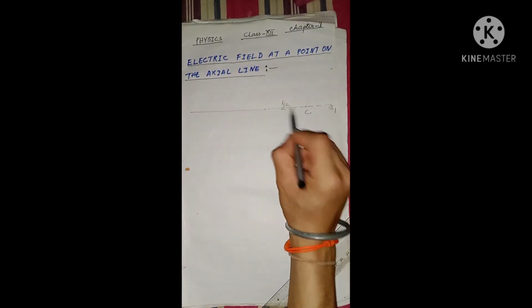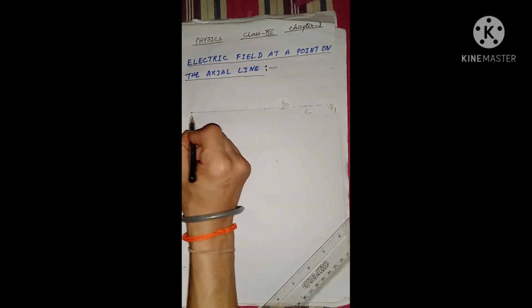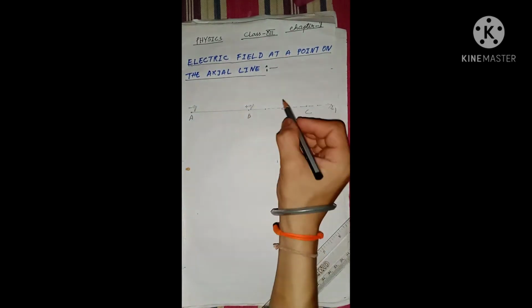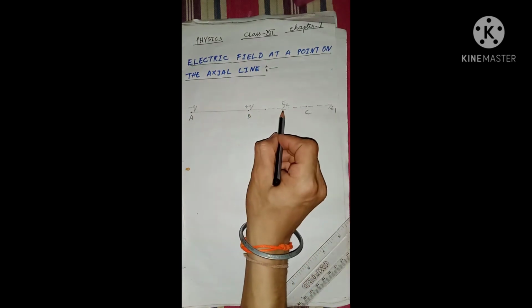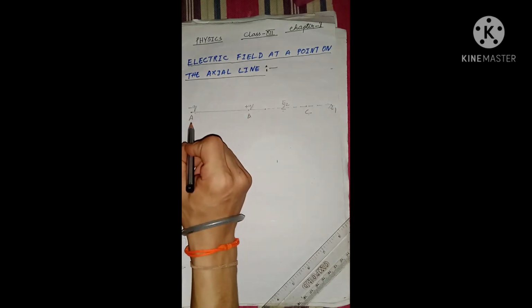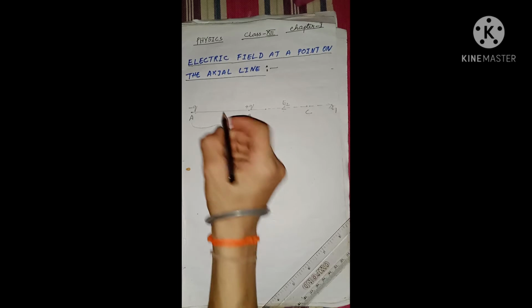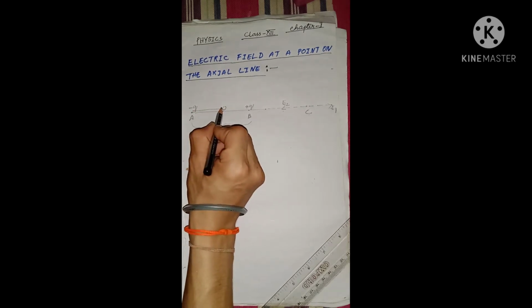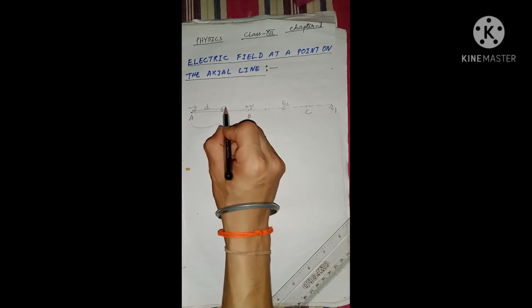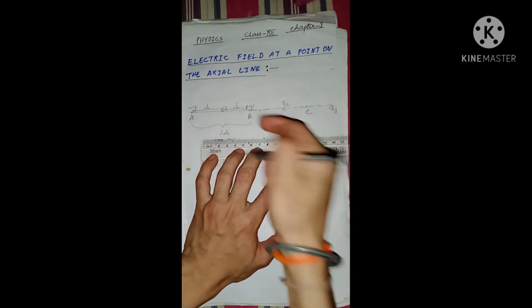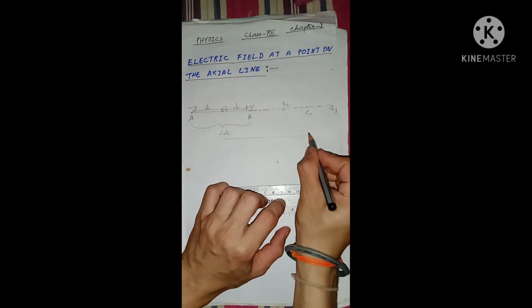This one is E1, this one is E2 and this one is C. Let this point be A and this point be B. This is minus Q charge, this is plus Q charge, and the distance from A to B is twice D, and this point is known as origin, and the distance between A to O is also D, and the distance between O to B is also D. So D plus D is equal to twice D. The distance between O to C is R.